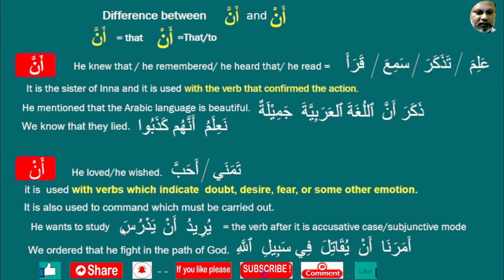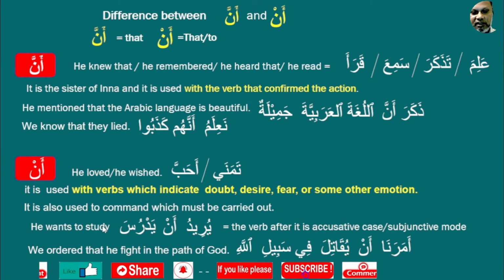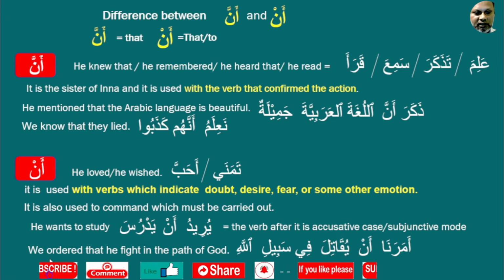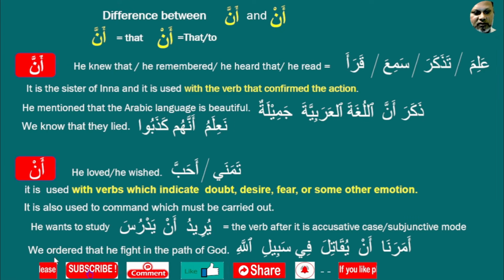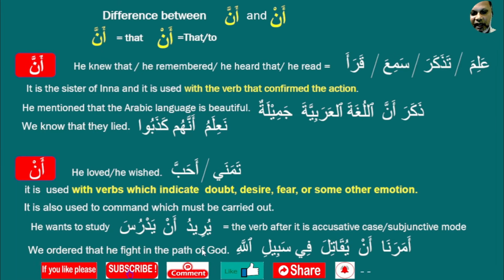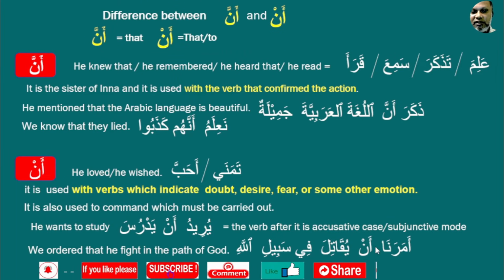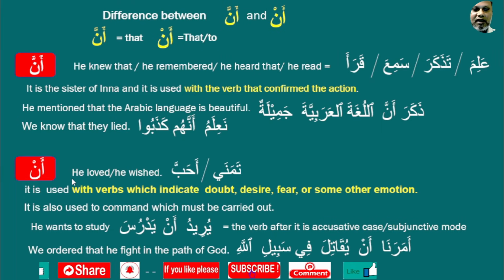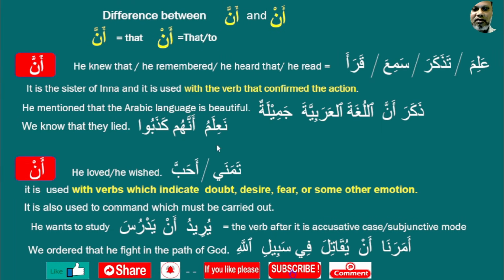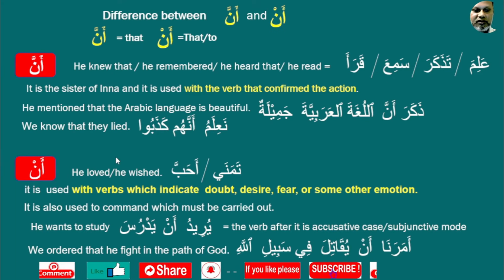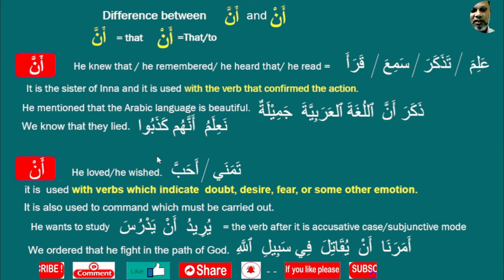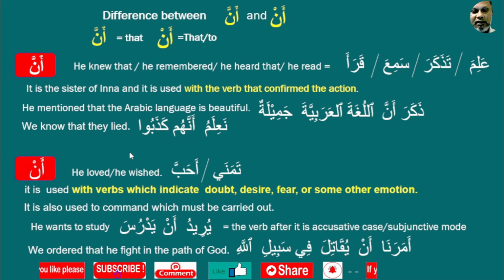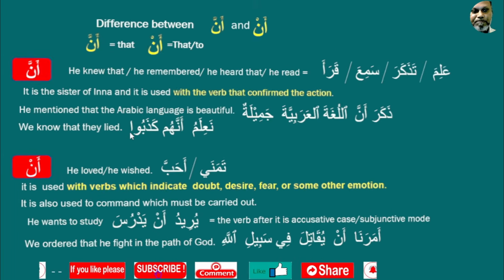So he wants to study. This is his desire. He may not study. So there is a doubt. So an is used, and the next sentence is used to command someone, and the action must be carried out. This is the difference between anna and an. Anna is used for a confirmed event. An is used where there is a doubt or desire or wish or fear. In that case, we can use an.